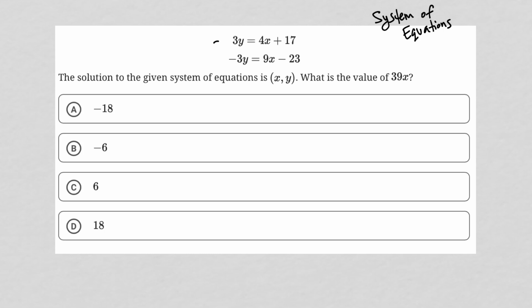So we have 3y equals 4x plus 17. We have negative 3y equals 9x minus 23. The question goes on to say the solution to the given system of equations is x comma y. What is the value of 39x? Right, so we want to find x from the system and then of course multiply by 39.